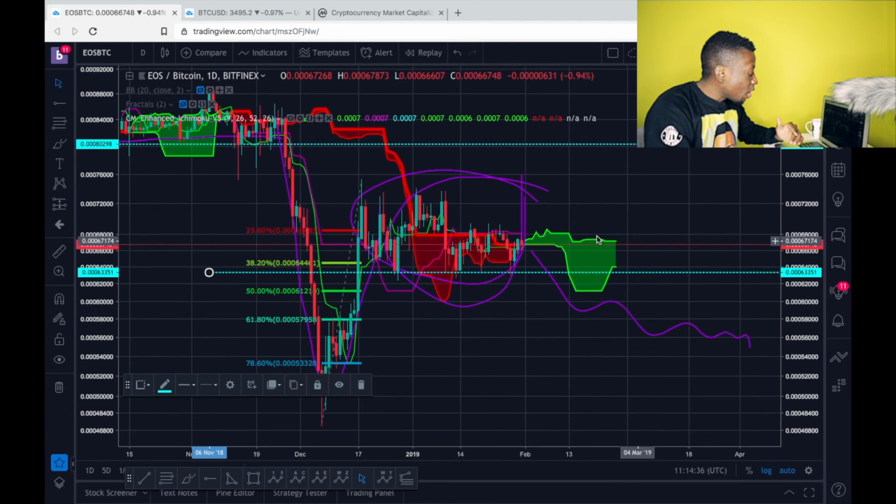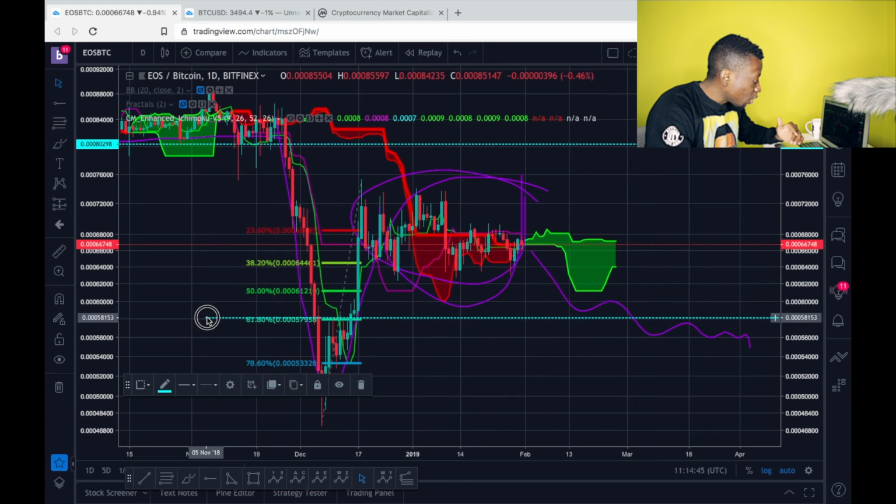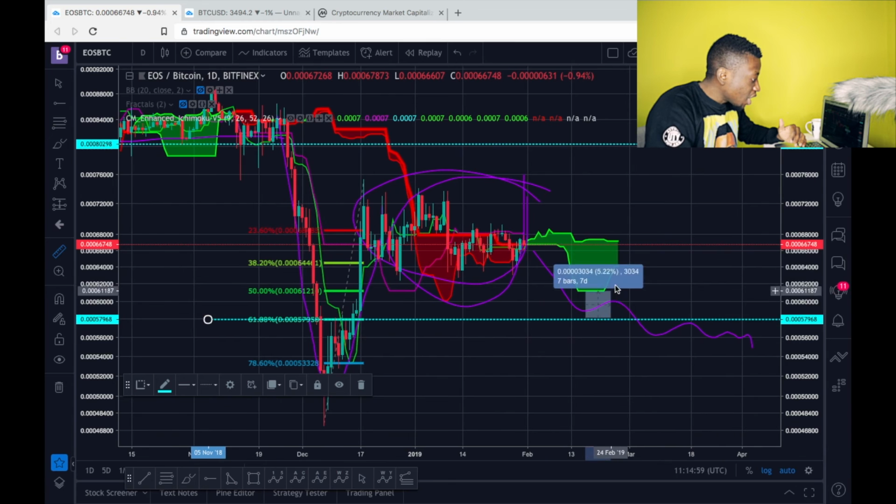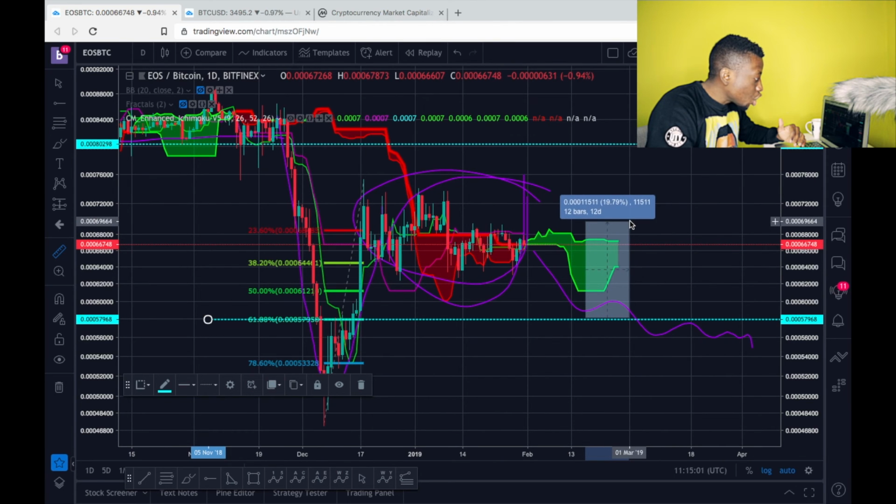And the most likely bounce for EOS is going to be the 61.8% level, right around this price point right over here, at around 0.00057. So if you look at this percentage right over here, let me just briefly get the ruler and measure this. As you guys can see, this is going to be a huge percentage, right over here.